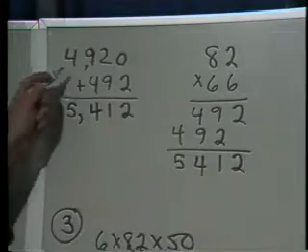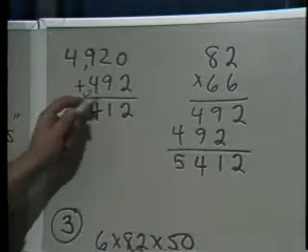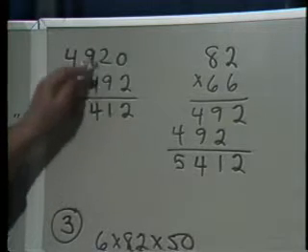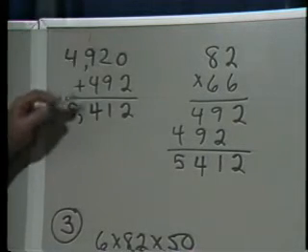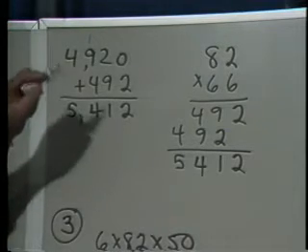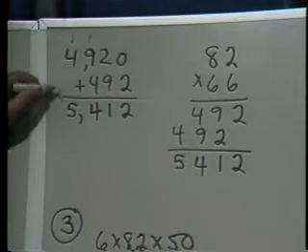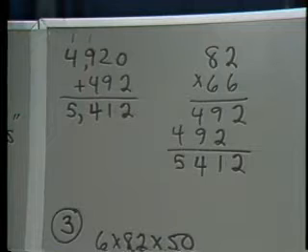You see, 4,920 plus 492. See, 2, 9 and 2 are 11. Put down the 1 and carry the 1. 4 and 9 are 13, and 1 is 14. Put down the 4 and carry the 1. 4 and 1 are 5. So the answer is 5,412.